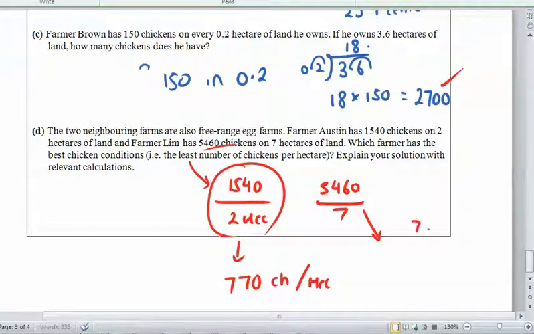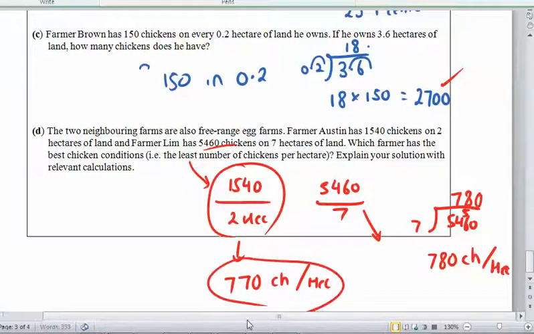And this one over here, well, I'm going to have to work that out, aren't I? 7 into 5,460. 7 into 54 goes 7, 5 remainder, 8. 7 into 0. So we've got 780 chickens per hectare. Now, which one has the best chicken conditions? This one. So Austin does. All right, that's it.